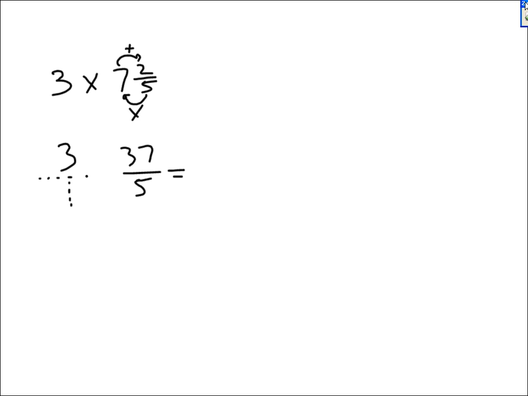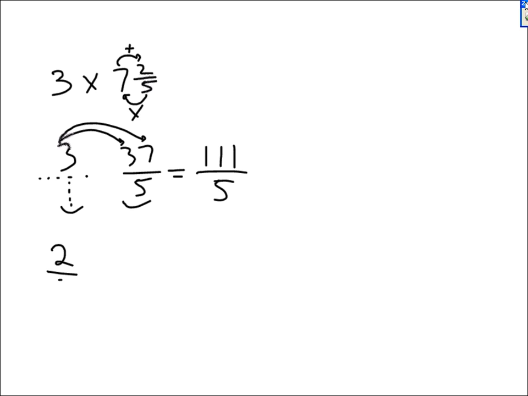The only number in the bottom other than 1 is 5. The only numbers that go into a bottom number other than 1 is 5. And 5 doesn't go into 3, and it doesn't go into 37. So you can't reduce. And 3 times 37, well, 3 times 30 is 90, plus 21. That sounds like 111 to me. And there's the answer.